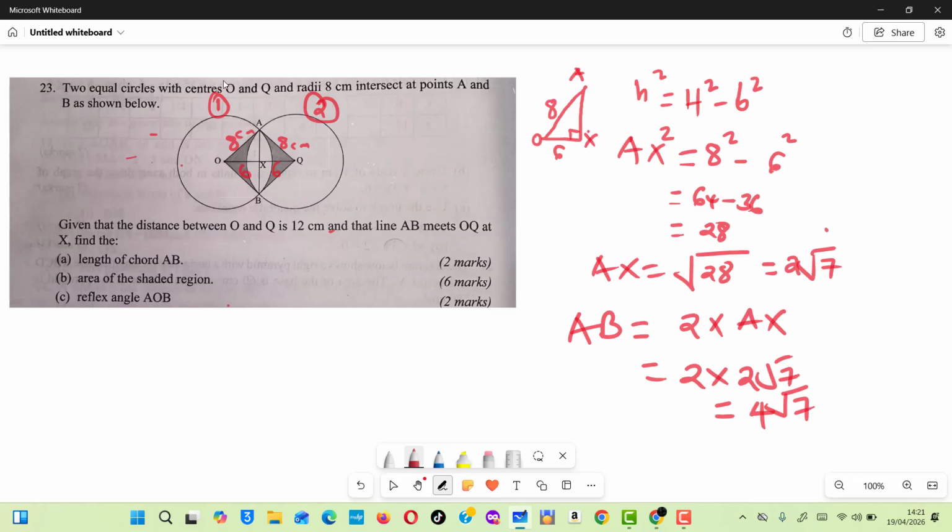Okay, those of us who have not yet covered surds in form 3, we can directly convert this one into decimal. We just need to find the square root of 7 and multiply by 2. So AX is 5.29, and therefore AB will be twice of that. 5.29 times 2 gives us 10.58 centimeter.